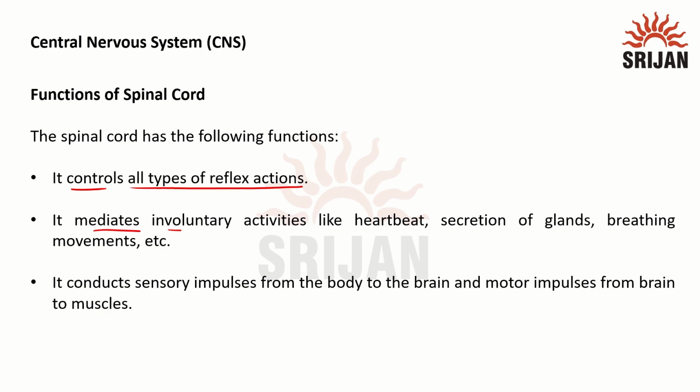Now, the functions of the spinal cord: it controls all types of reflex actions. It mediates involuntary activities like heartbeat, secretion of glands, breathing movement, etc. It conducts sensory impulses from the body to the brain and motor impulses from the brain to muscles. So it actually acts as a medium between the brain and all the sensory organs and other parts of the body.